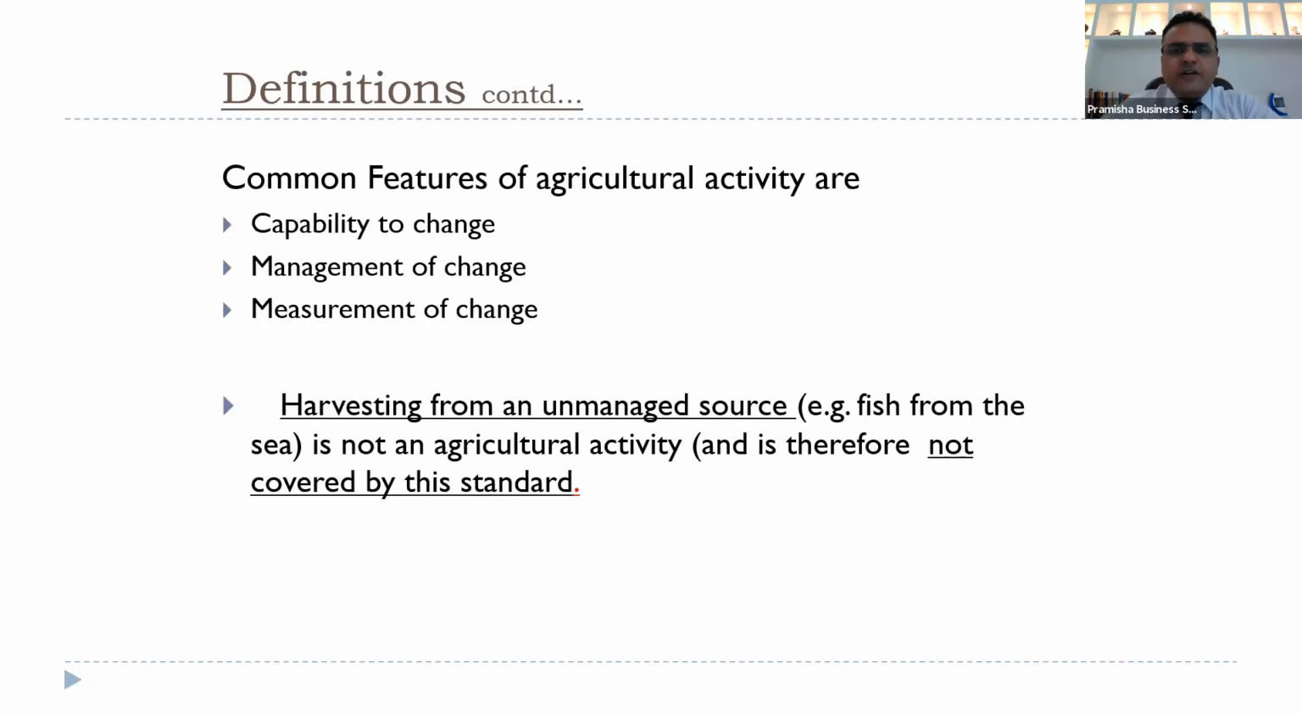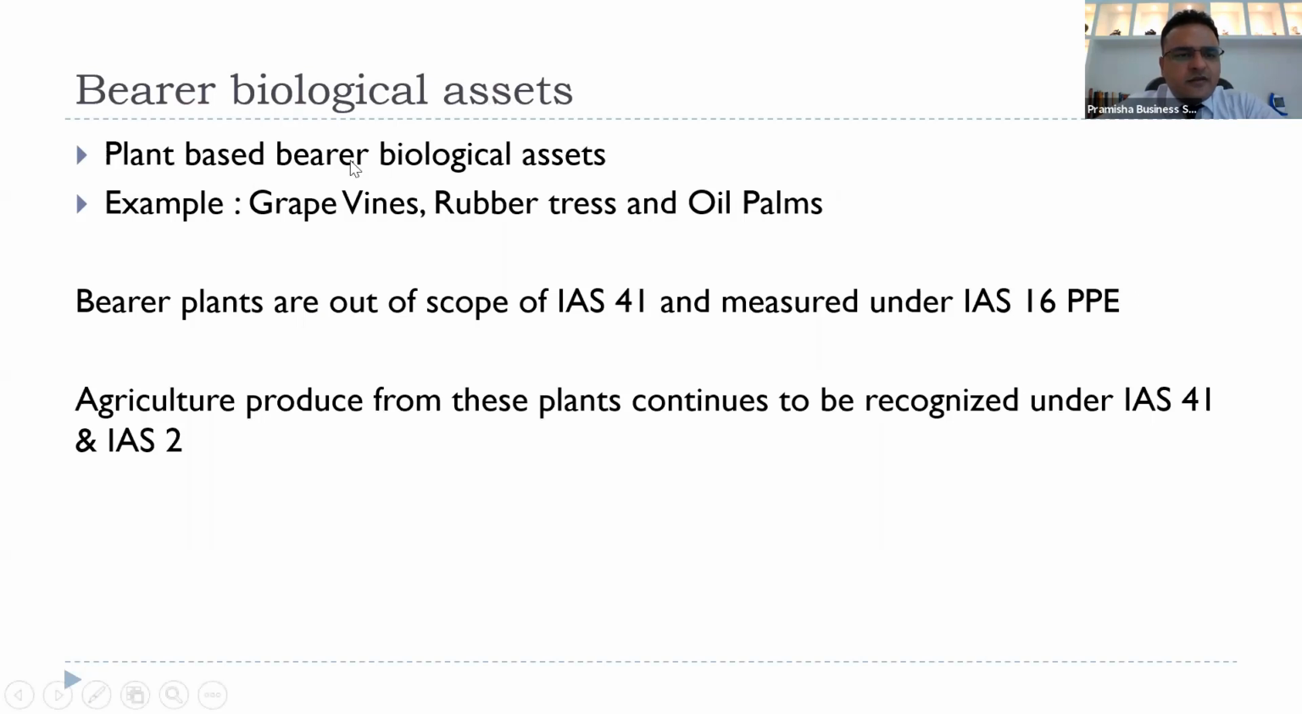But after it is converted into grains, it is IS 2 inventories. Common features of the activity are capability to change and management of change. You're also able to measure the change. Harvesting from an unmanaged source, like fish from the sea, or as I said, forest from an unmanaged source, is not an agriculture activity and is therefore not covered by this standard. So this is the amendment which I talked about. Plant-based bearer biological assets, grapevines, rubber trees, oil palms, are all covered under IS 16 property, plant and equipment, but agriculture produce from these plants continues to be recognized under IS 41 and IS 2, depending on at what level they are. Agriculture produce which is still on the bearer plant is IS 41. The moment it is plucked, it becomes IS 2.